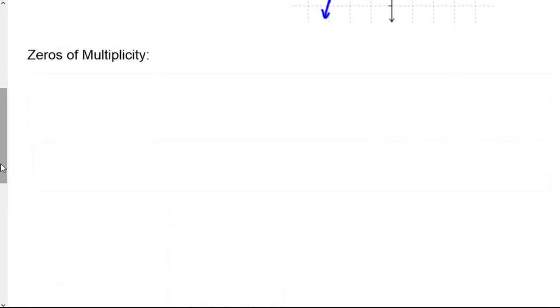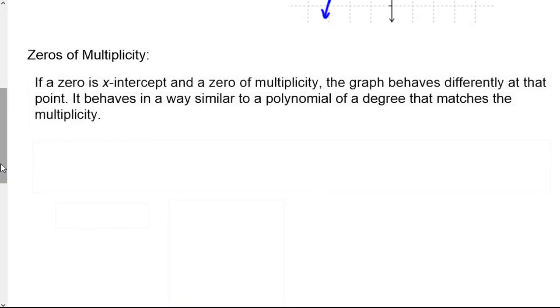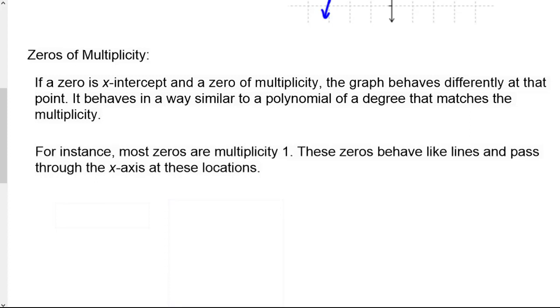One thing to mention before we move forward, though, is zeros of multiplicity. So if a 0 is an x-intercept and a 0 of multiplicity, the graph behaves differently at that point. It behaves in a way similar to a polynomial of a degree that matches the multiplicity. So that sounds kind of strange. Let me show you what I mean.